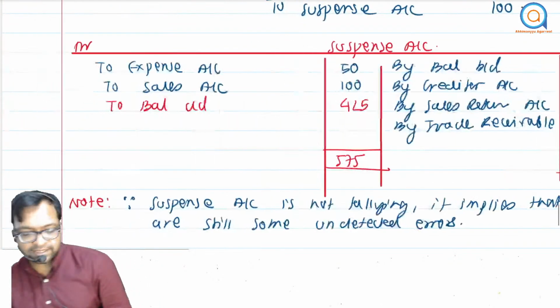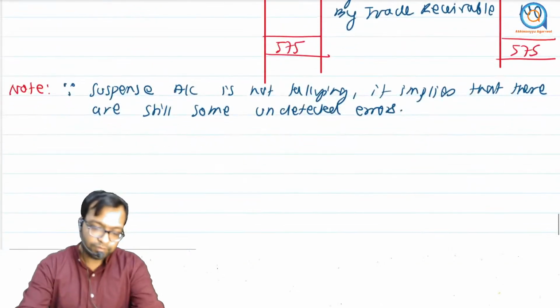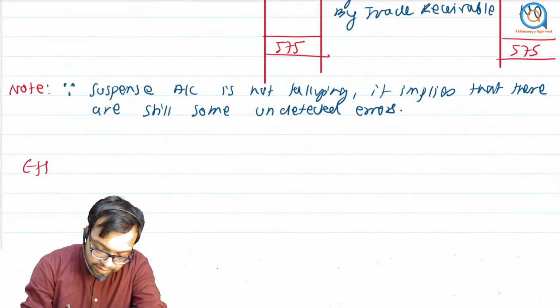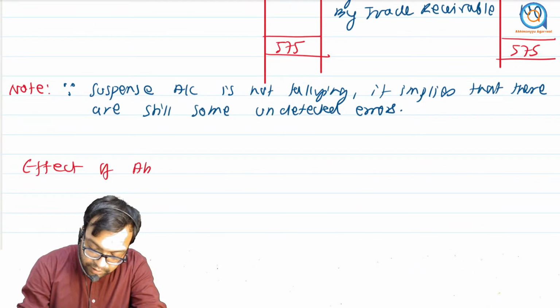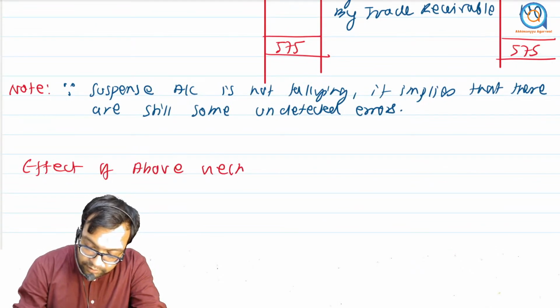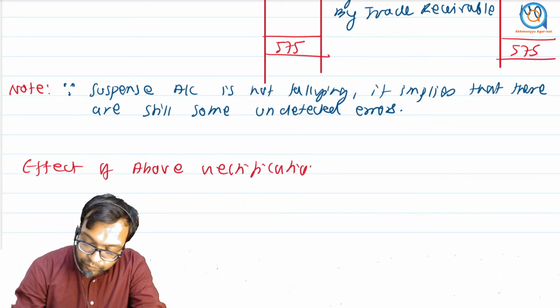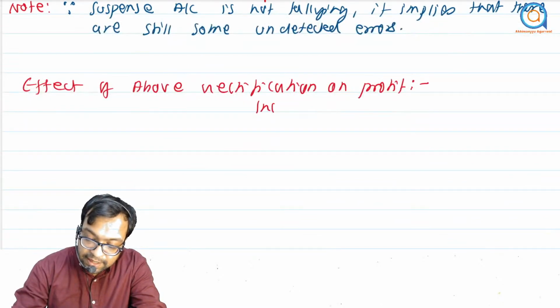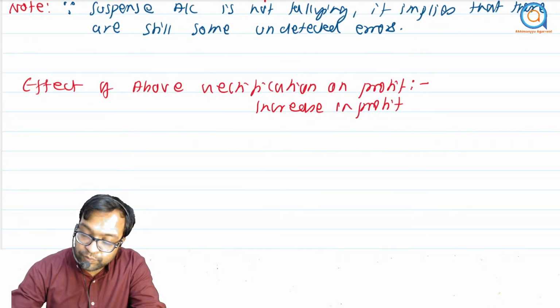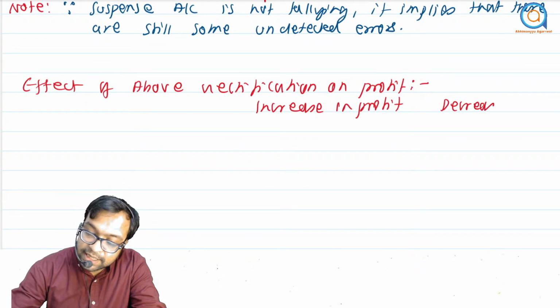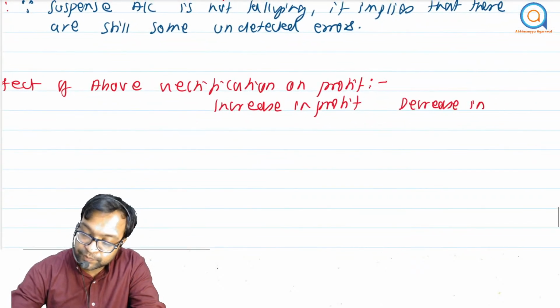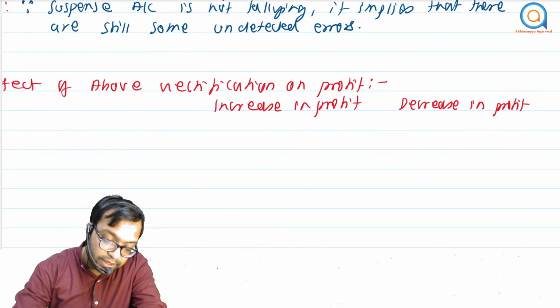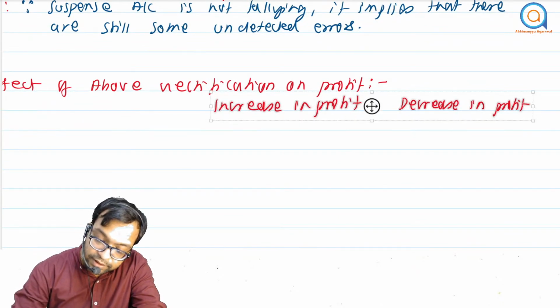So you have to write like this: effect of above rectification on profit. Now I'll be making two columns. One is increase in profit and one is decrease in profit. Increase in profit and decrease in profit.